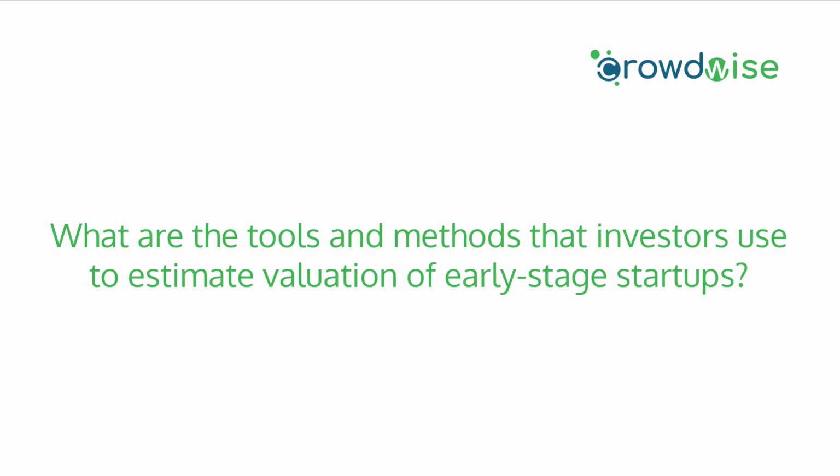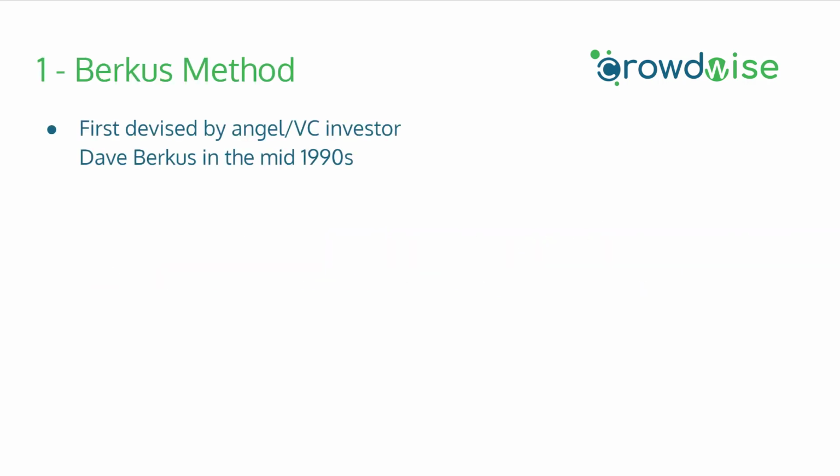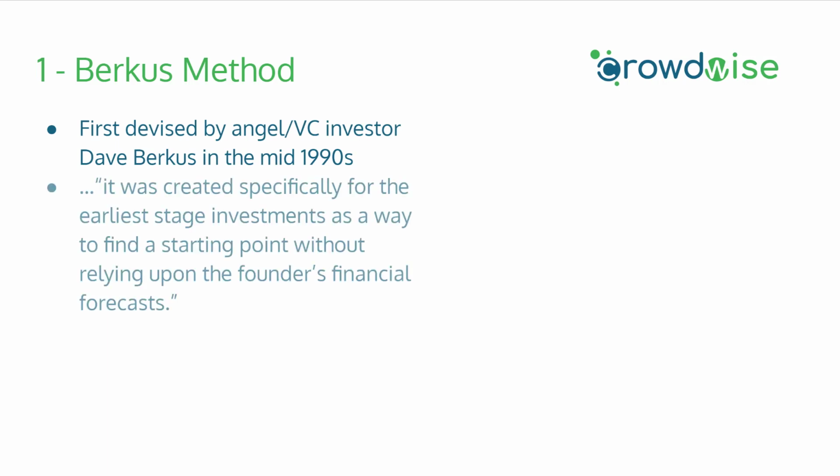So, let's get into it. What are the tools and methods that investors and founders can use to estimate the valuation of early stage startups? Pre-revenue valuation methods. First, there's the Berkus Method. This was devised by angel and VC investor Dave Berkus, originally in the mid-1990s. He's updated it a few times since, but he basically says it was created specifically for the earliest stage investments as a way to find a starting point without relying upon the founder's financial forecasts.